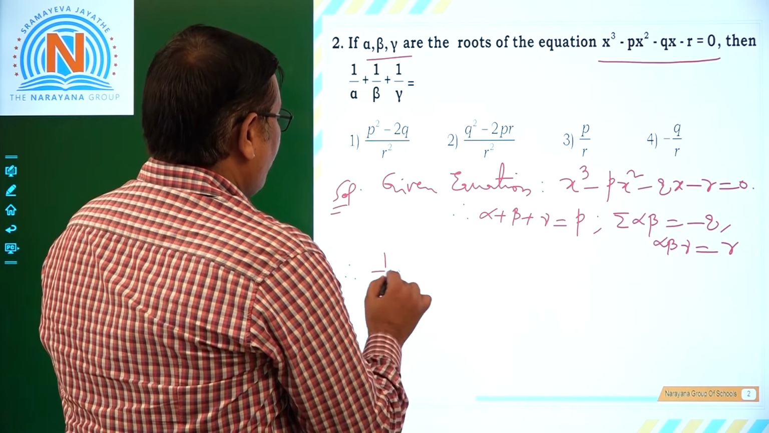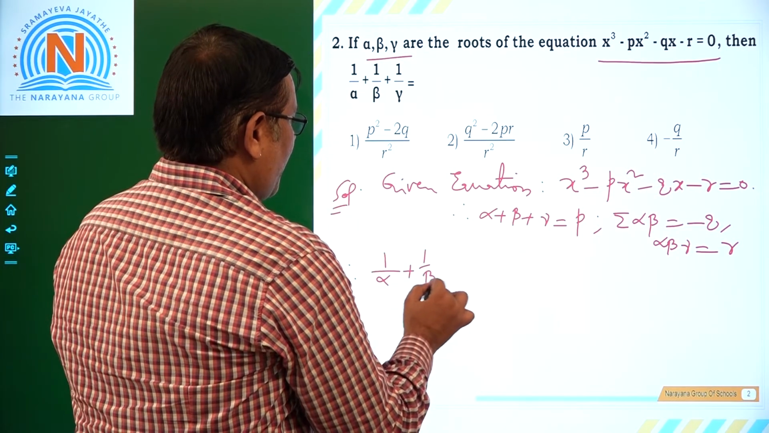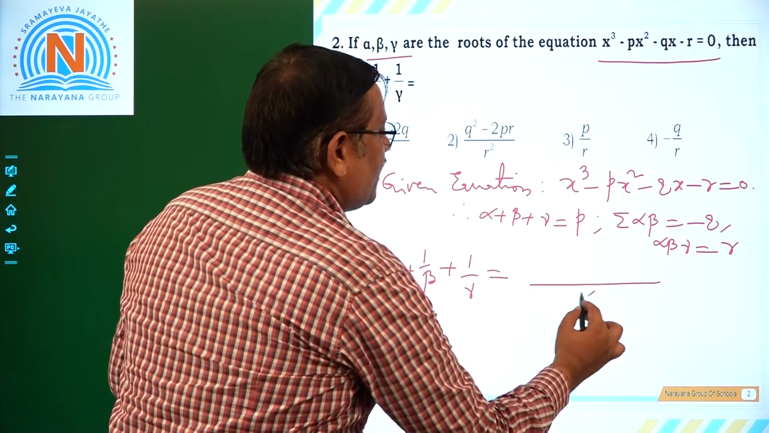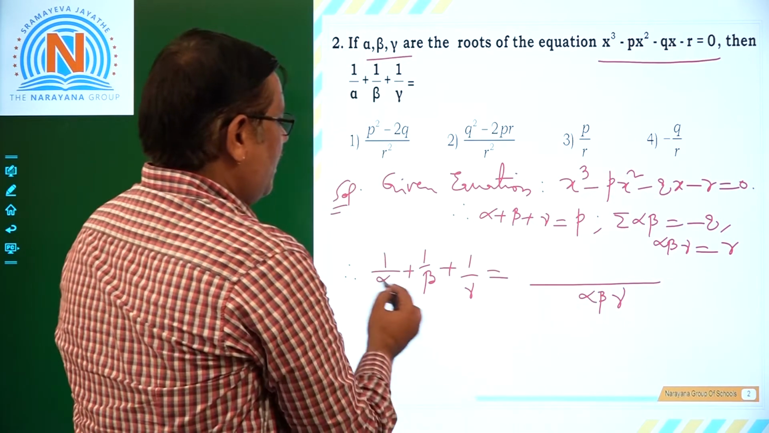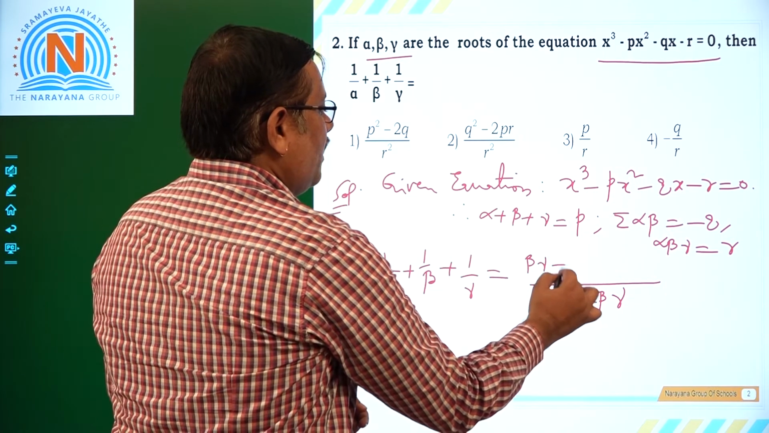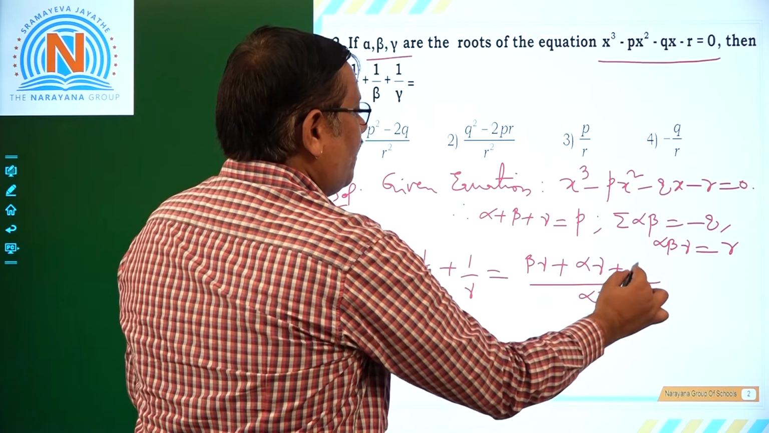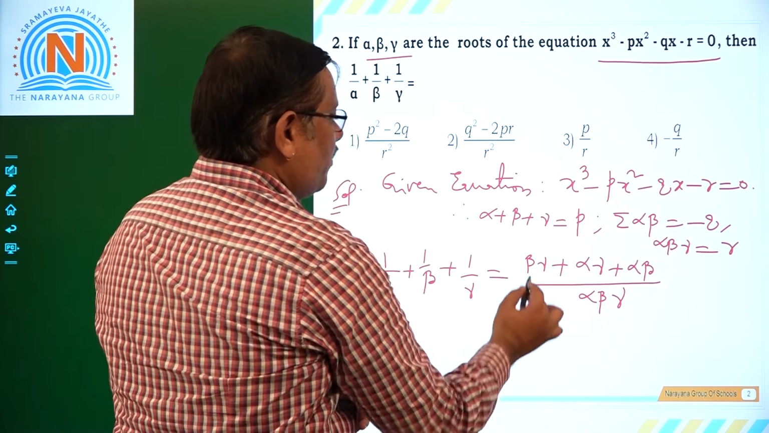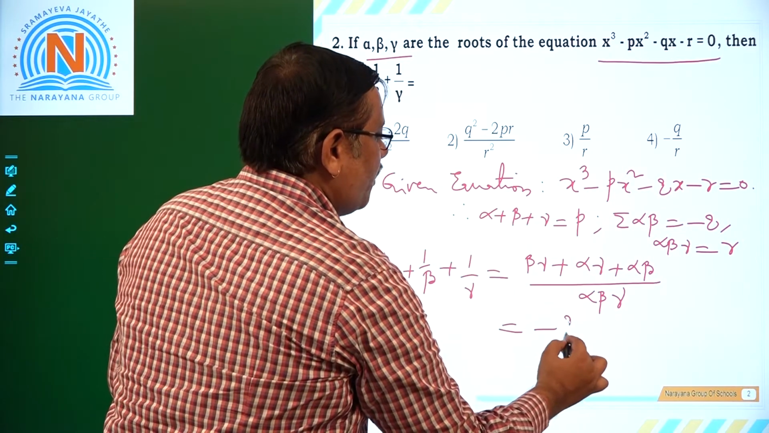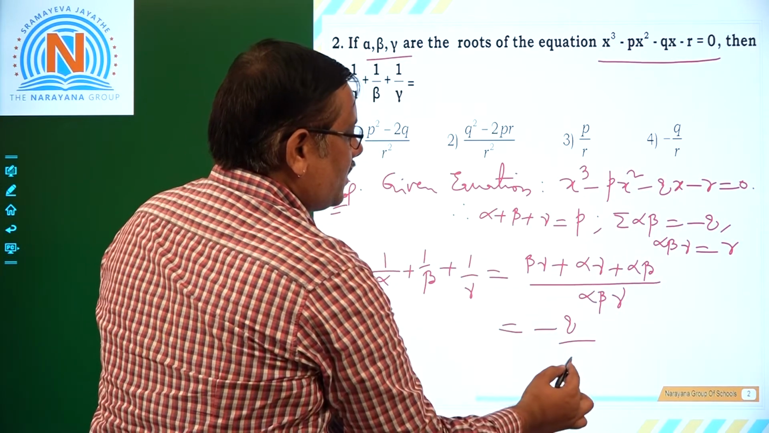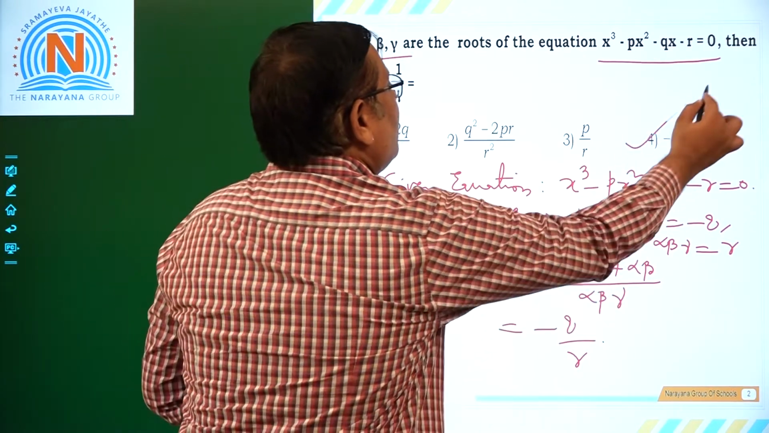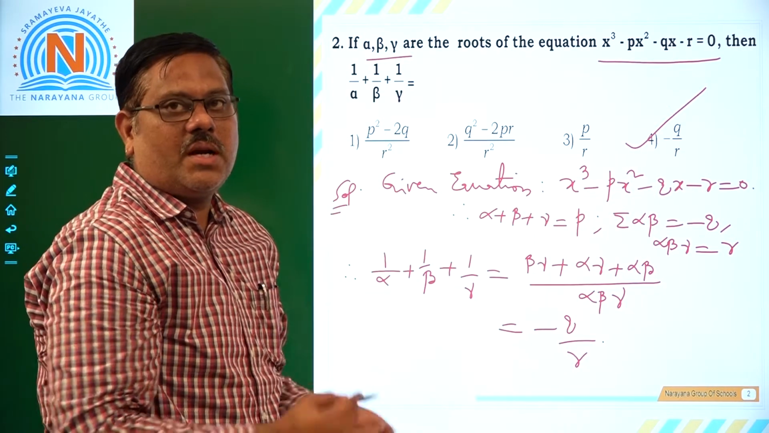Now let us try to find 1 by alpha plus 1 by beta plus 1 by gamma. If you take the LCM, it is alpha beta gamma. What is the numerator? Over alpha we have beta gamma, over beta we have alpha gamma, over gamma we have alpha beta. So the numerator is nothing but sigma alpha beta, which is minus q, divided by alpha beta gamma, which is r. So minus q by r, which is the fourth option. So the fourth option is the right answer.